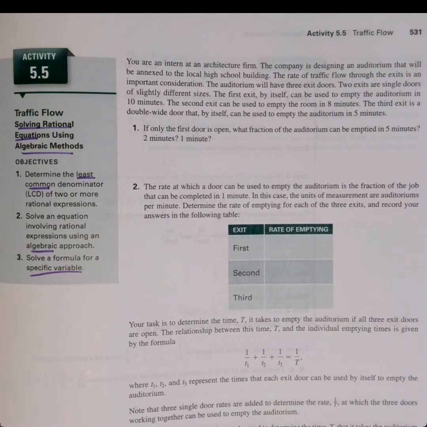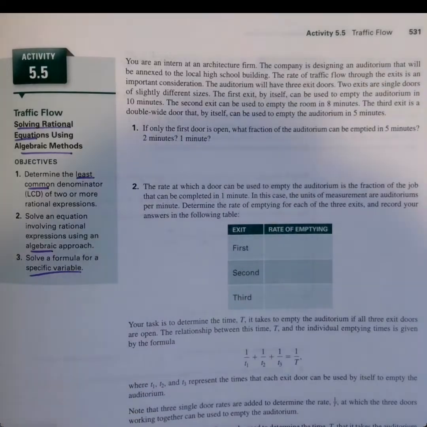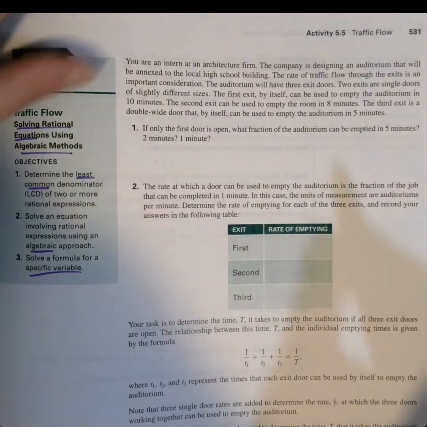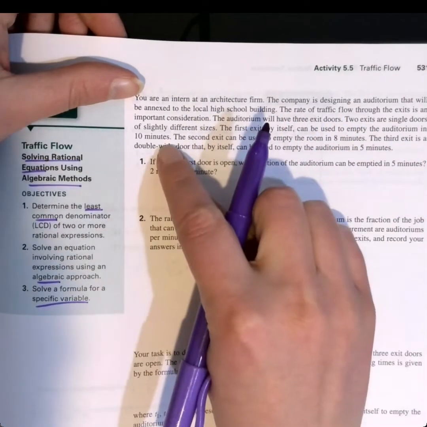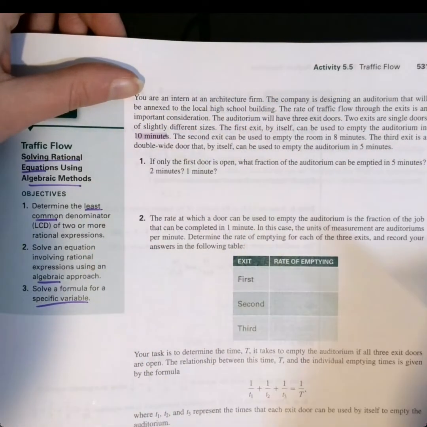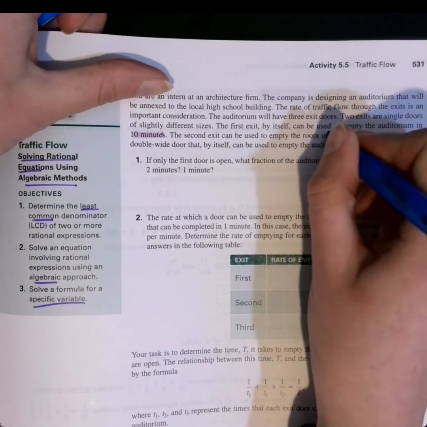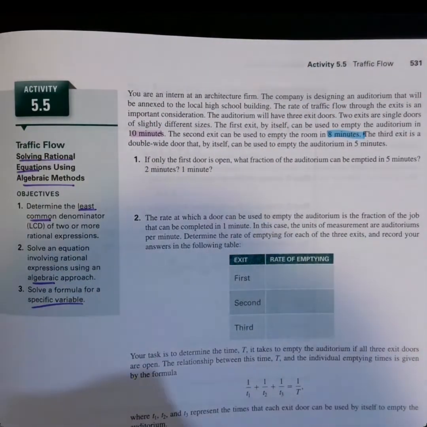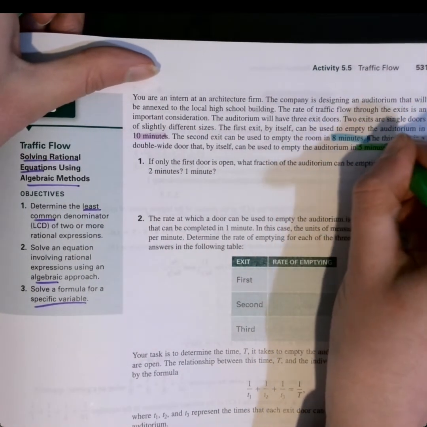Okay, so this situation has an interesting setup. We get to do most of the setup ourselves, and we want to think about how this works. First things first, we have a building and it has 3 exits. 2 are single doors, but they're different sizes. The first door by itself can be used to empty the auditorium in 10 minutes. Then the second exit can be used to empty the auditorium in 8 minutes. And the third is a wide door that can open by itself and empty the auditorium in 5 minutes.